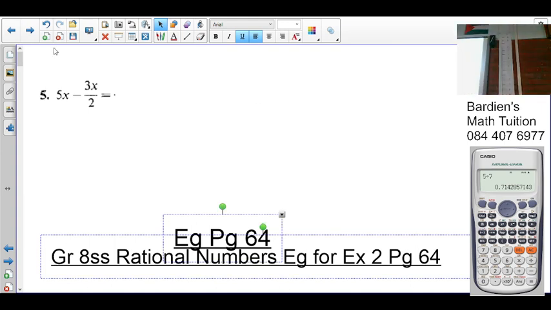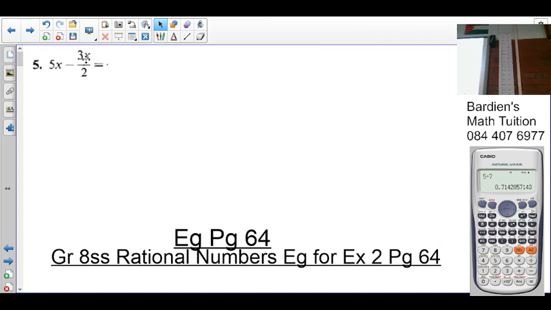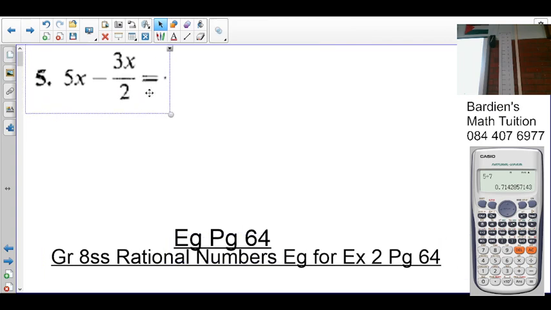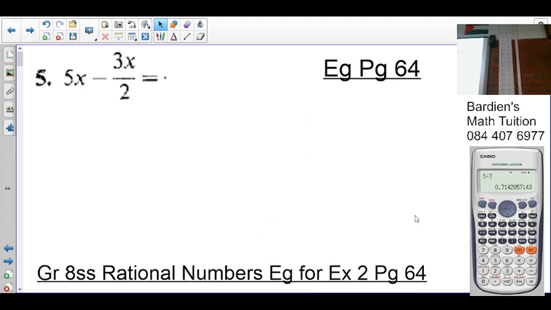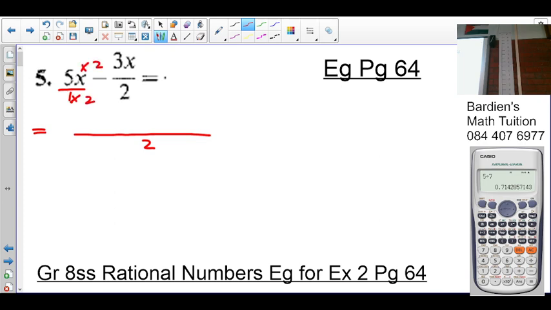Okay. So number 5. We got 5x minus 3x over 2. Alright, so 5x is naturally 5x over 1. So what's your LCM here? 2. Alright. So what must the first denominator be multiplied by to get the LCM of 2, or the denominator of 2? 2. Would you agree with that? What must 2 be multiplied by to get 2? 1.